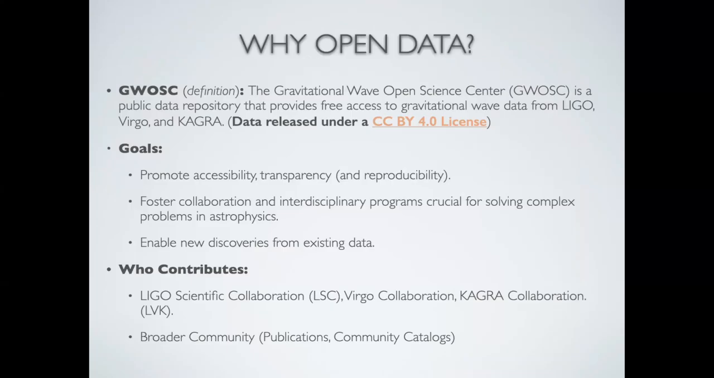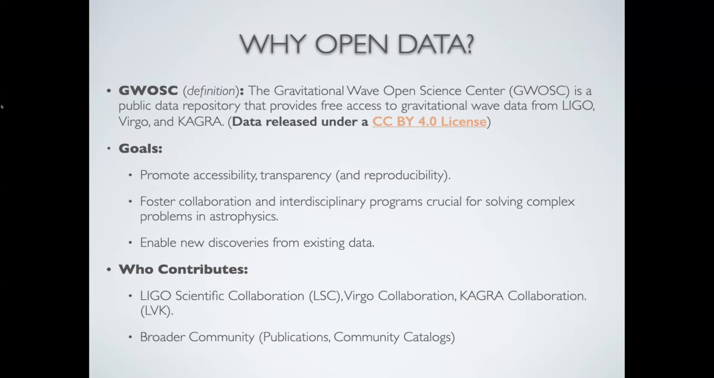Well, let's start with the definition of GWASC. GWASC is the Gravitational Wave Open Science Center. It's a public data repository that provides free access to gravitational wave data from LIGO, Virgo, and CAGRA. I should have also included GEO. There is some GEO data in there. This data is released under the Creative Commons license 4.0 for those of you that follow that sort of stuff.